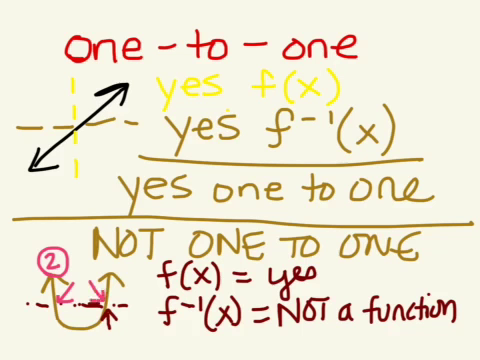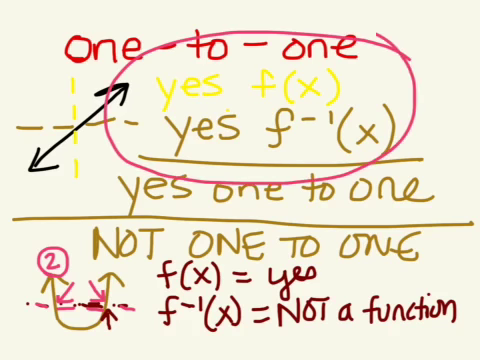So one-to-one means if I know what the x is, I automatically know what the y is. And if I know what the y is, I automatically know what the x is. That doesn't work if your inverse is not a function or the original graph is not a function. So one-to-one is only if the original graph and its inverse are both functions.